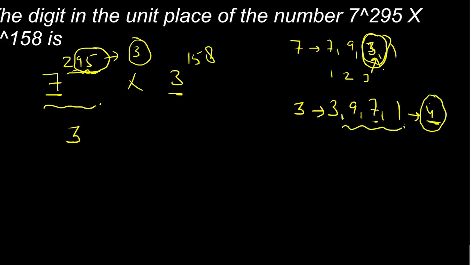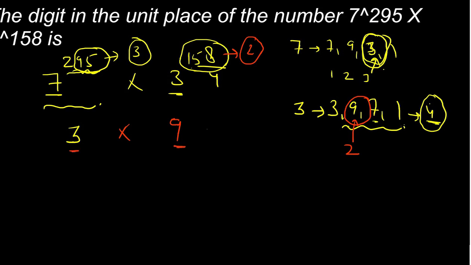So let's divide this power by 4 also. Again I'm doing the same thing, just dividing the last 2 digits by 4. The remainder is going to be 2, and if the remainder is 2, this number will end on 9. So this will end on 3 and this will end on 9. The complete multiplication: 9 threes are 27, so the complete multiplication will end on 7. Okay, so you can also do this type of question.